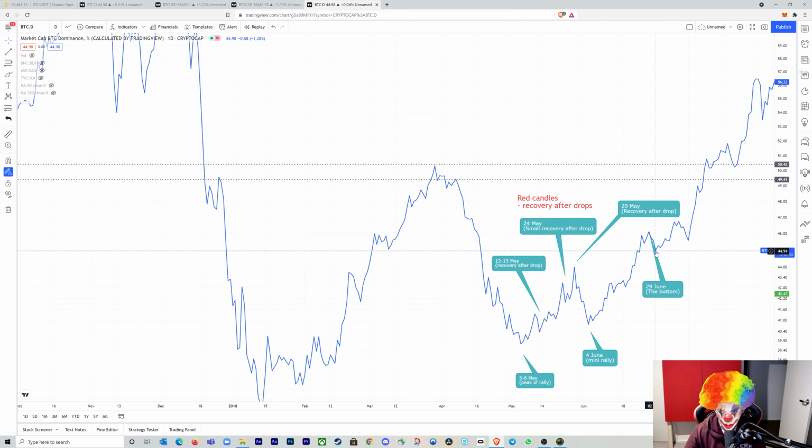This was actually the bottom of the dead cat bounce. So Bitcoin got up to about 46%. So it's very, very interesting that we're following a very similar pattern with the dominance compared to 2018. But in 2021, the price has gone up. It's done the exact opposite of what happened in 2018. And I think that's just fascinating.